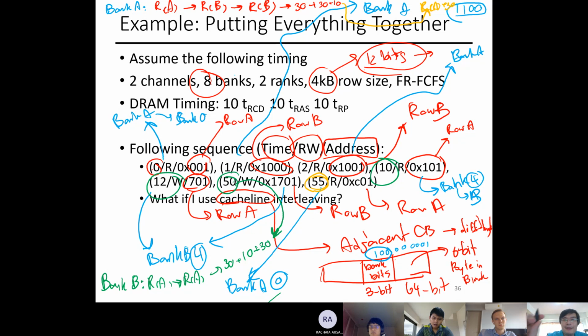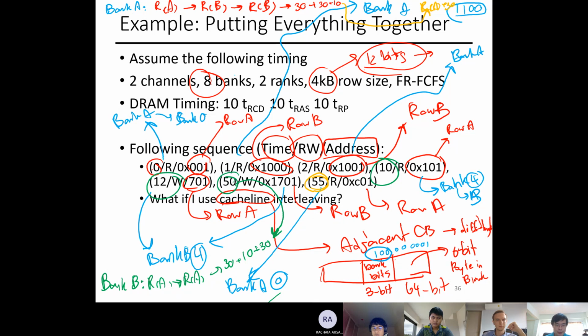And that's it. Bank A service request to row A, followed by row B, and followed by row A. 30 again, because you need to switch from A to B. 10 because it's B to B, 30 again because you need to switch back from row B to row A. So that in total, 80, 100 cycle. You finish all this thing for bank A.